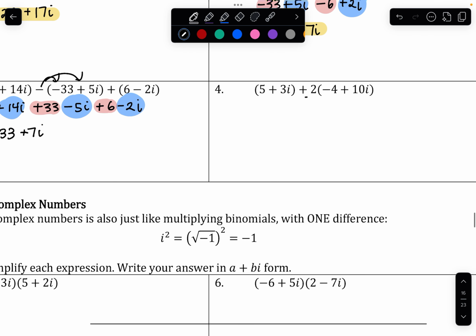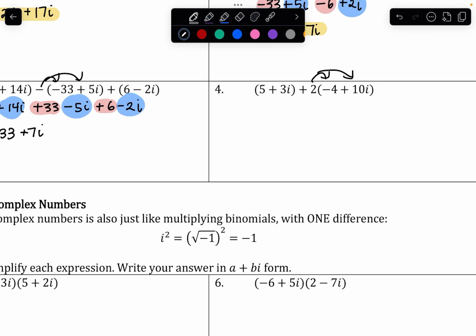Okay, this last one has a 2 to distribute. So just like with a binomial, you would go ahead and distribute it, giving you negative 8 plus 20i. And then the real parts are 5 and negative 8 to give me negative 3. And then 3i plus 20i would be 23i.